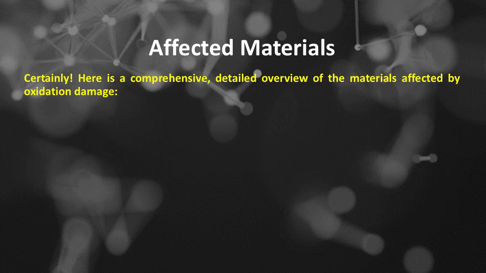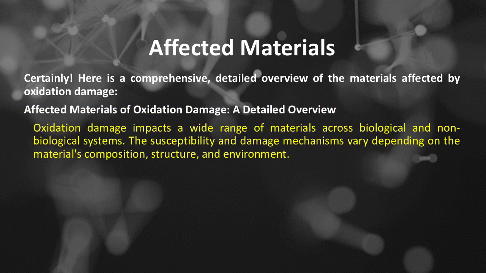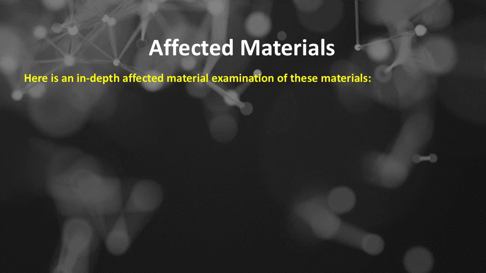Certainly. Here is a comprehensive, detailed overview of the materials affected by oxidation damage. Affected materials of oxidation damage, a detailed overview. Oxidation damage impacts a wide range of materials across biological and non-biological systems. The susceptibility and damage mechanisms vary depending on the material's composition, structure, and environment. Here is an in-depth examination of these materials.